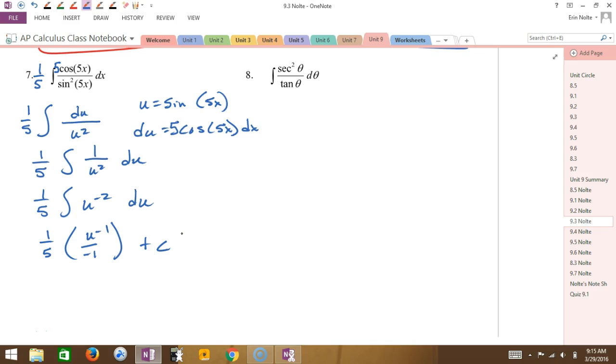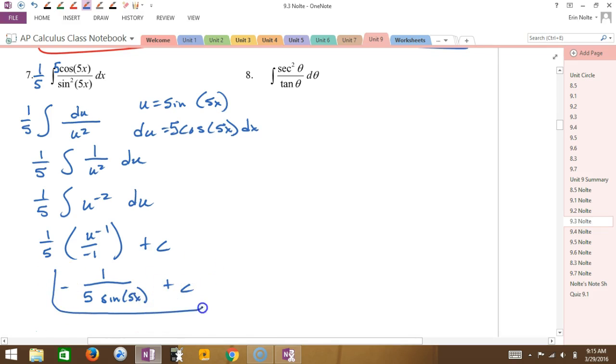Okay, so you guys see how I have a negative on the bottom, right? So I'm going to pull the negative out front, so I have negative. And then since my u has a negative exponent, I'm just going to write it on the bottom. So I have 5 times the sine of 5x. How do we do on that?